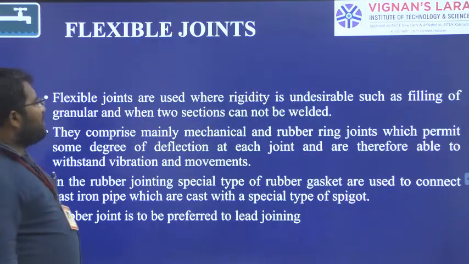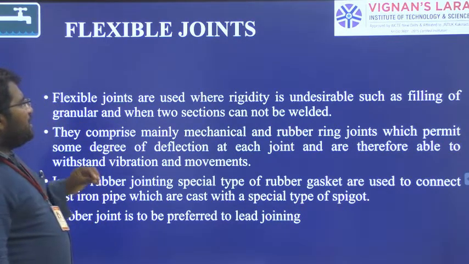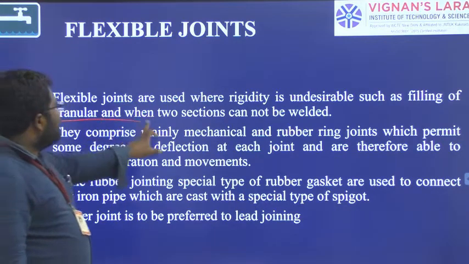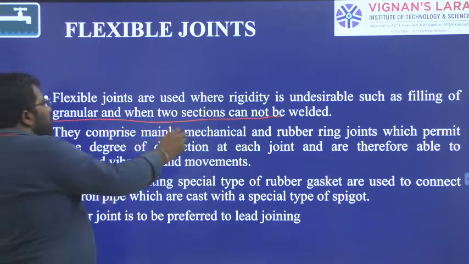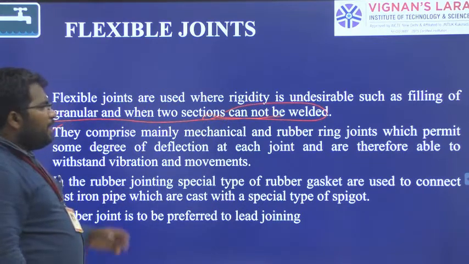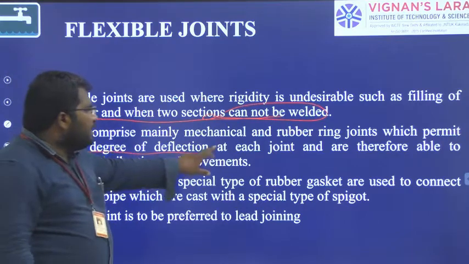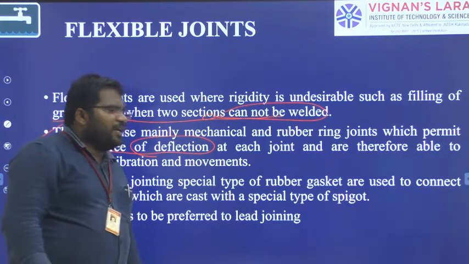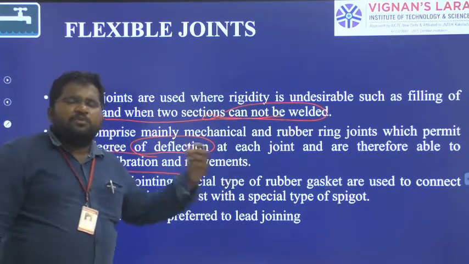Next we have the flexible joints. Flexible joints are used where rigidity is undesirable, such as fillings of granular material, or when two sections cannot be welded. Whenever we are not able to weld two joints, we use these. They comprise mainly mechanical and rubber ring joints, which permit some degree of deflection at each joint and are therefore able to withstand vibrations as well as movements of the pipe.